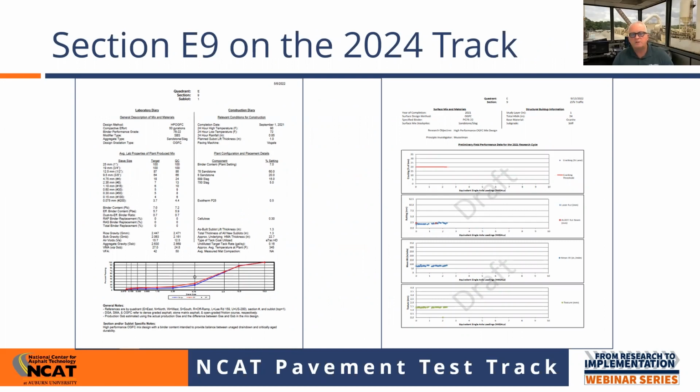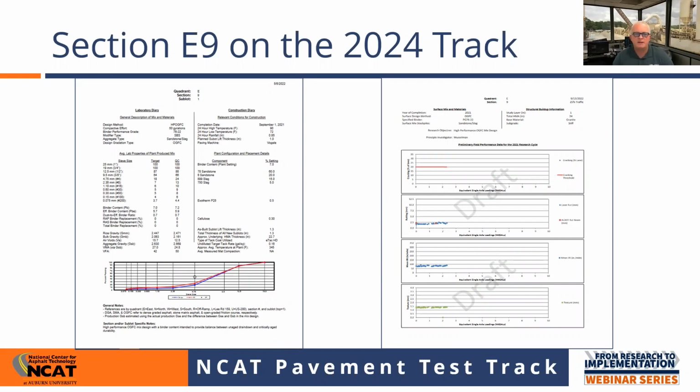Jim is the PI on this test section. He alluded to it in his part of the presentation, but section E9, I said 2024 track. It's a 2021 track. So that's my mistake there, Jim. Sorry about that. It is the current section E9 on the 2021 NCAP pavement test track, and E9 is shorthand for us for section number 9 in the east curve.